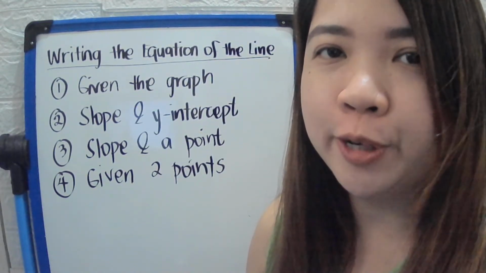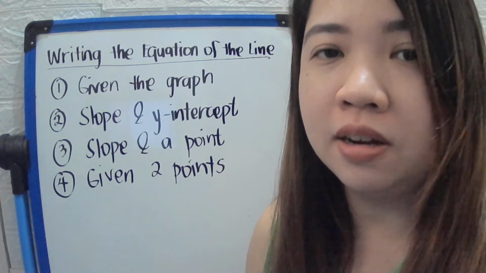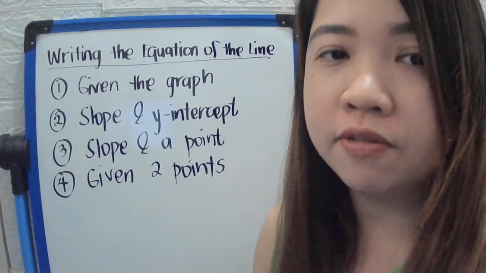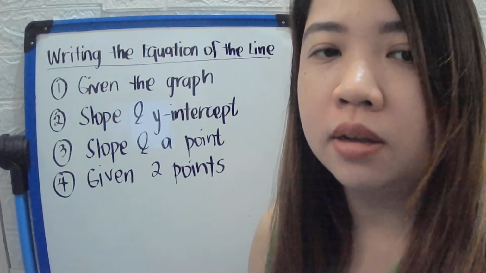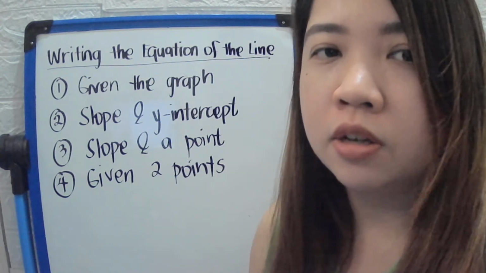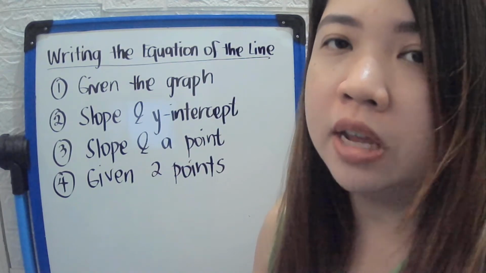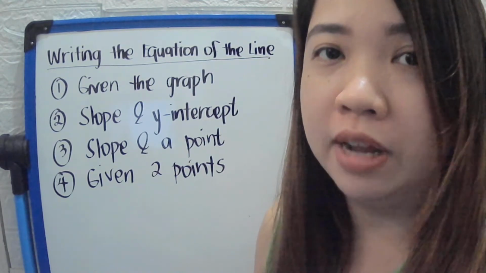So our lesson for today is about writing the equation of the line given the graph, slope and y-intercept, slope and a point, and then given 2 points. So let's start with, if you're given the graph, what will be the equation of the line?